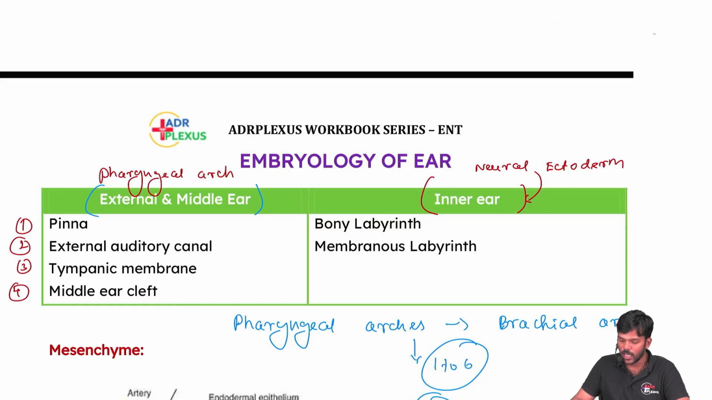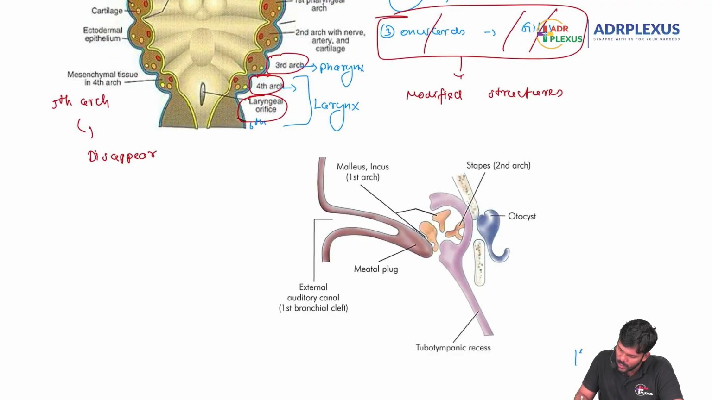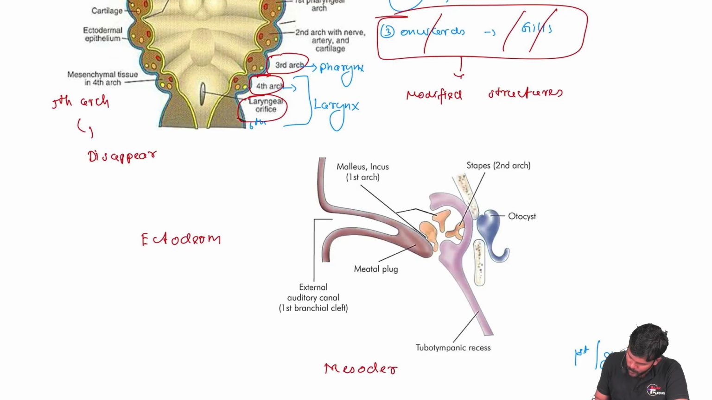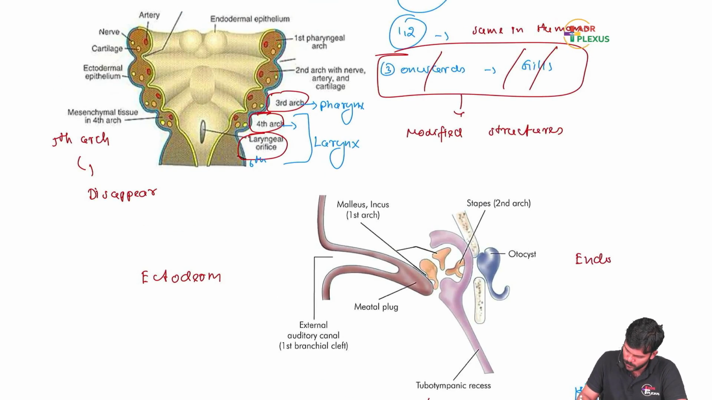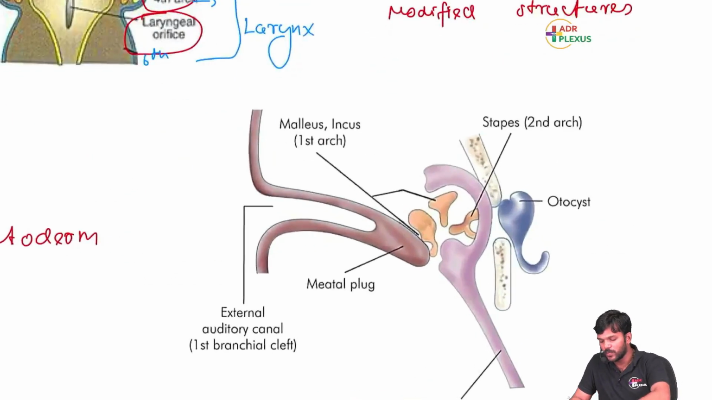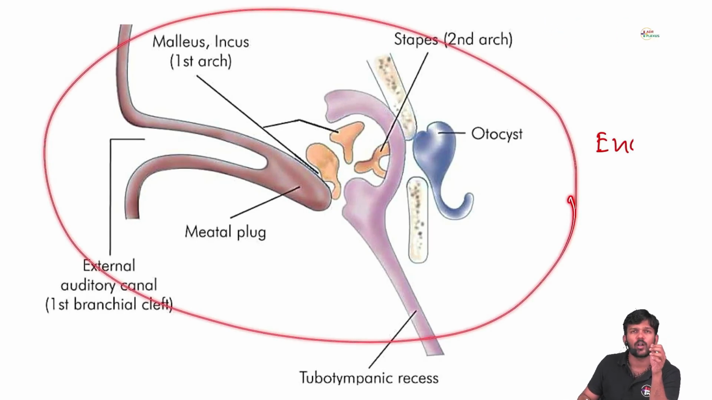Let's dive deep into how these structures are formed. See here, the first and second pharyngeal arches will have three different layers. One is the ectoderm, the second one is the mesoderm or mesenchyme, and the third one is the endoderm. Just look into this beautiful picture. Here, the three layers of the first and second pharyngeal arch are all meeting at this particular junction. Can you see?